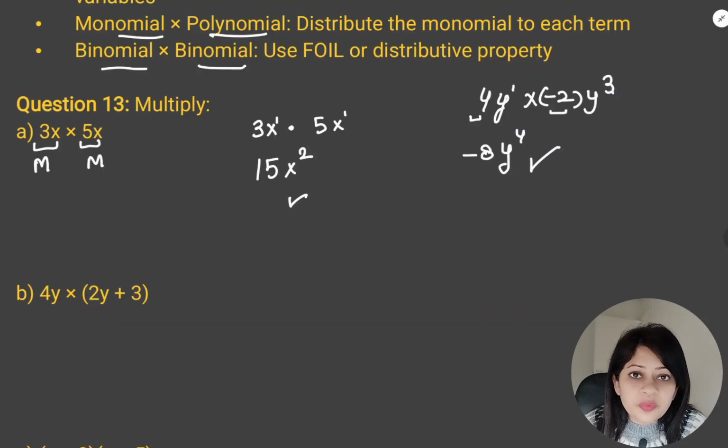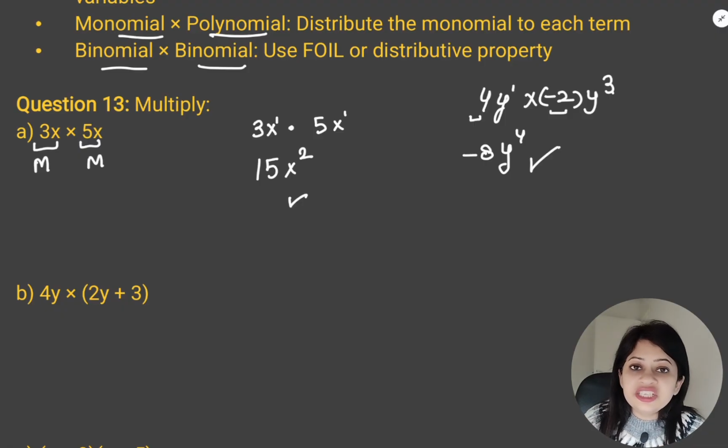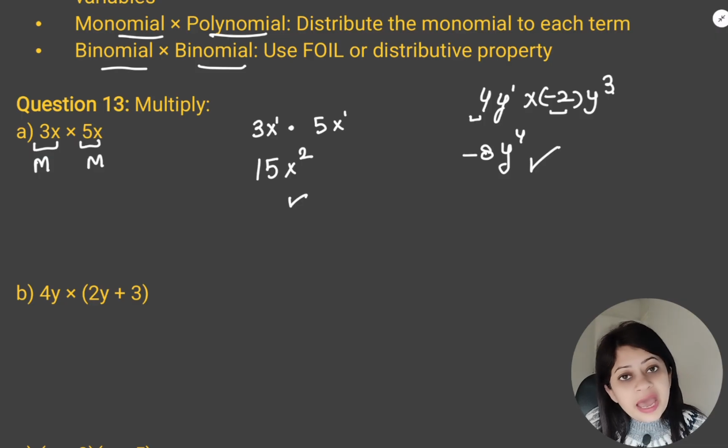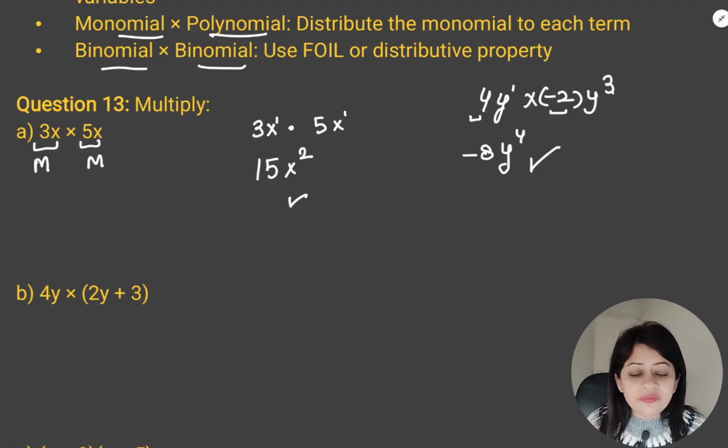Are you getting my point? Whenever you multiply monomials, you just add the powers of variables. Okay? We didn't used to do this in addition or subtraction, but here in multiplication, we add powers. Likewise, in division, we will subtract powers. I will tell you that as well when we do division. But now here in multiplication, you need to understand that when we multiply, we add powers of variables.